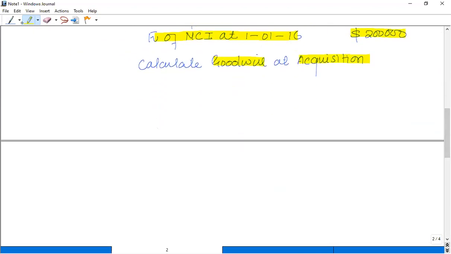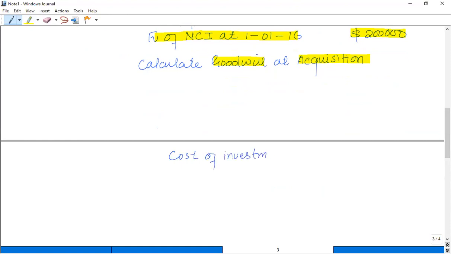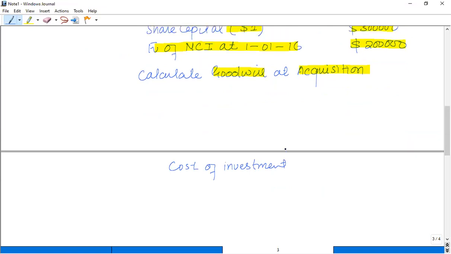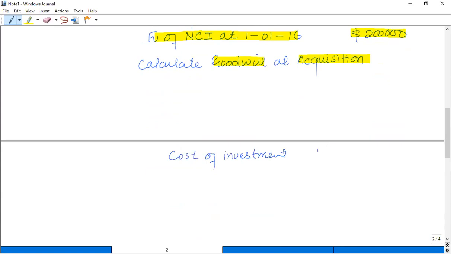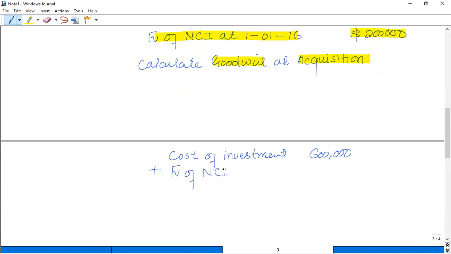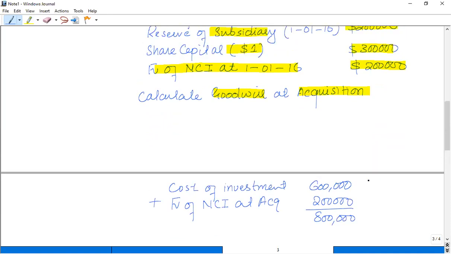First of all, we need to find out the cost of investment. The cost of investment by the parent company is 600,000. Then we add the fair value of NCI at acquisition, and the total value is 800,000. So this is the total investment by both parent and NCI.